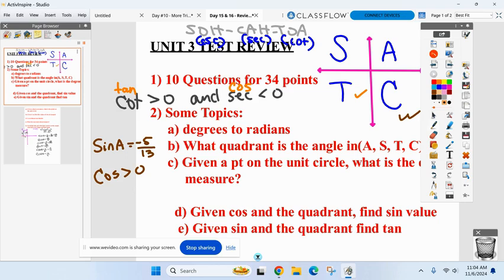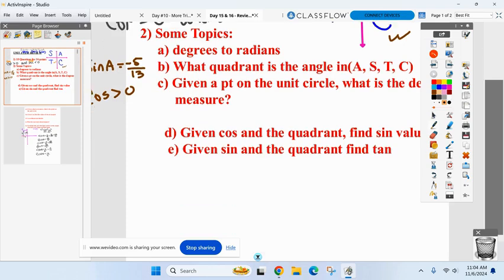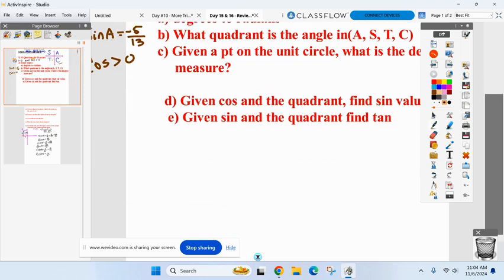Can you go to E? E, given sine and the quadrant. All right, give me a quadrant you want to be in other than 1. 3? Okay, so I'm in quad 3, and the sine of theta equals negative 5/13. Find the tangent value. So what do I need in quad 3? Triangle. Bow tie.